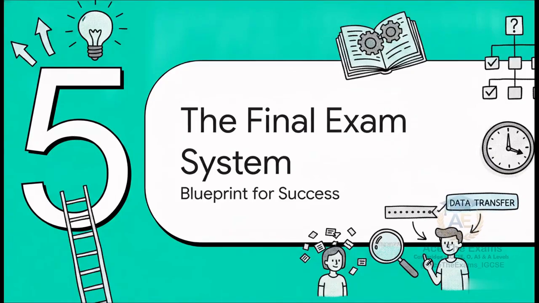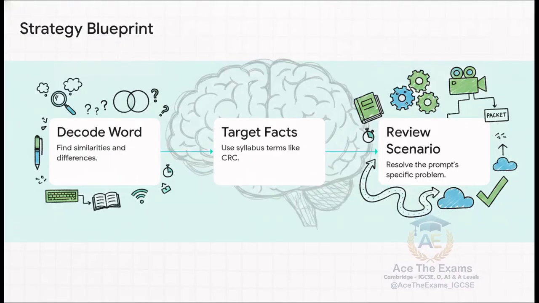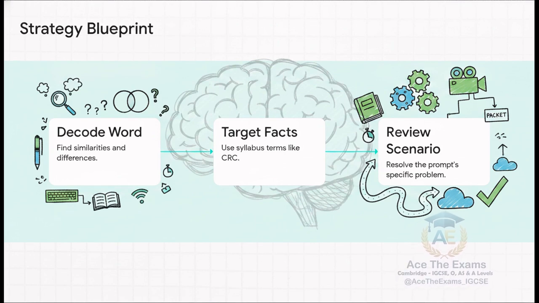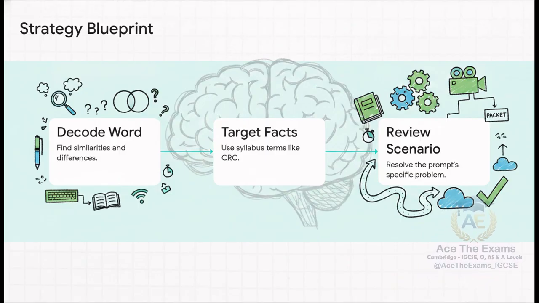All right, we made it to Section 5, the final exam system. This is your ultimate blueprint for success. I need you to memorize these 3 sequential steps right now. Rigorously decoding the command word, injecting precise syllabus terminology, and tying your facts directly back to the contextual scenario. First, always highlight or underline the command word the second you read the question. If it says describe, you use the Peel framework. If it says compare, you must balance similarities and differences.